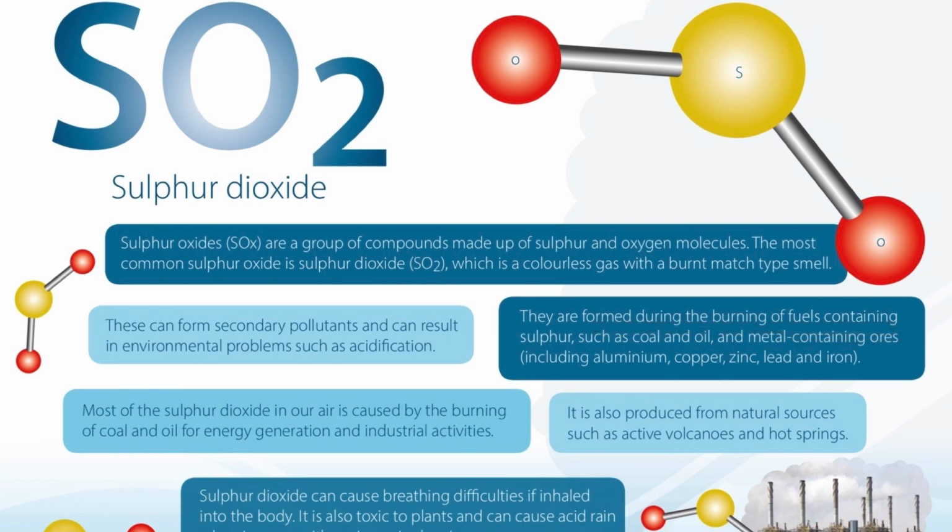The major source of sulfur dioxide is the burning of sulfur enriched fuels such as coal and oil. In industry, the metal containing ores such as aluminium, copper, zinc, lead, and iron are also sources of sulfur dioxide. However, the major source is the burning of coal and fuel, mostly used for energy generation and industrial activities. The natural sources include volcanoes and hot springs. Sulfur dioxide is also dangerous to human health and to plants, as it causes acid rain, and it not only destroys vegetation but also has very lethal effects on materials.